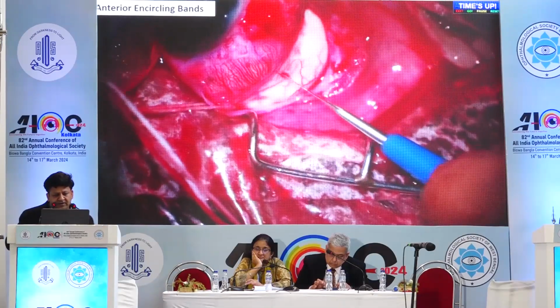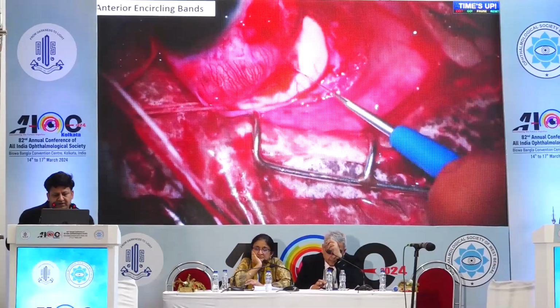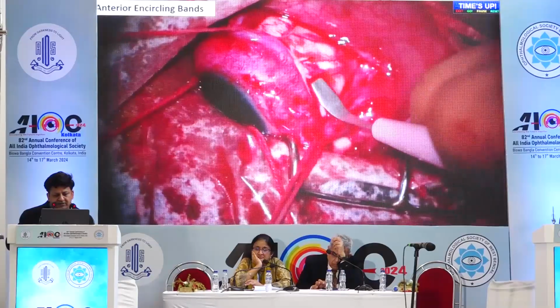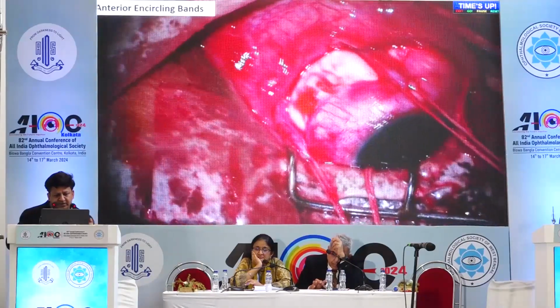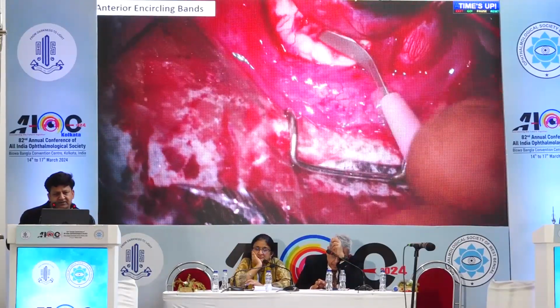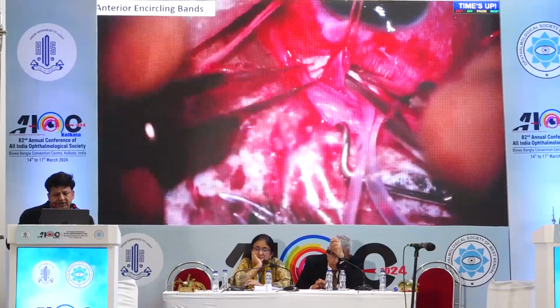You can do anterior encircling bands in cases of cyclodialysis cleft, and there have been studies which showed that this is also sometimes helpful. For a simple encircling band, you just have to make the anchoring tunnels just behind the ora or just behind the muscle insertions, and nothing much more to it.